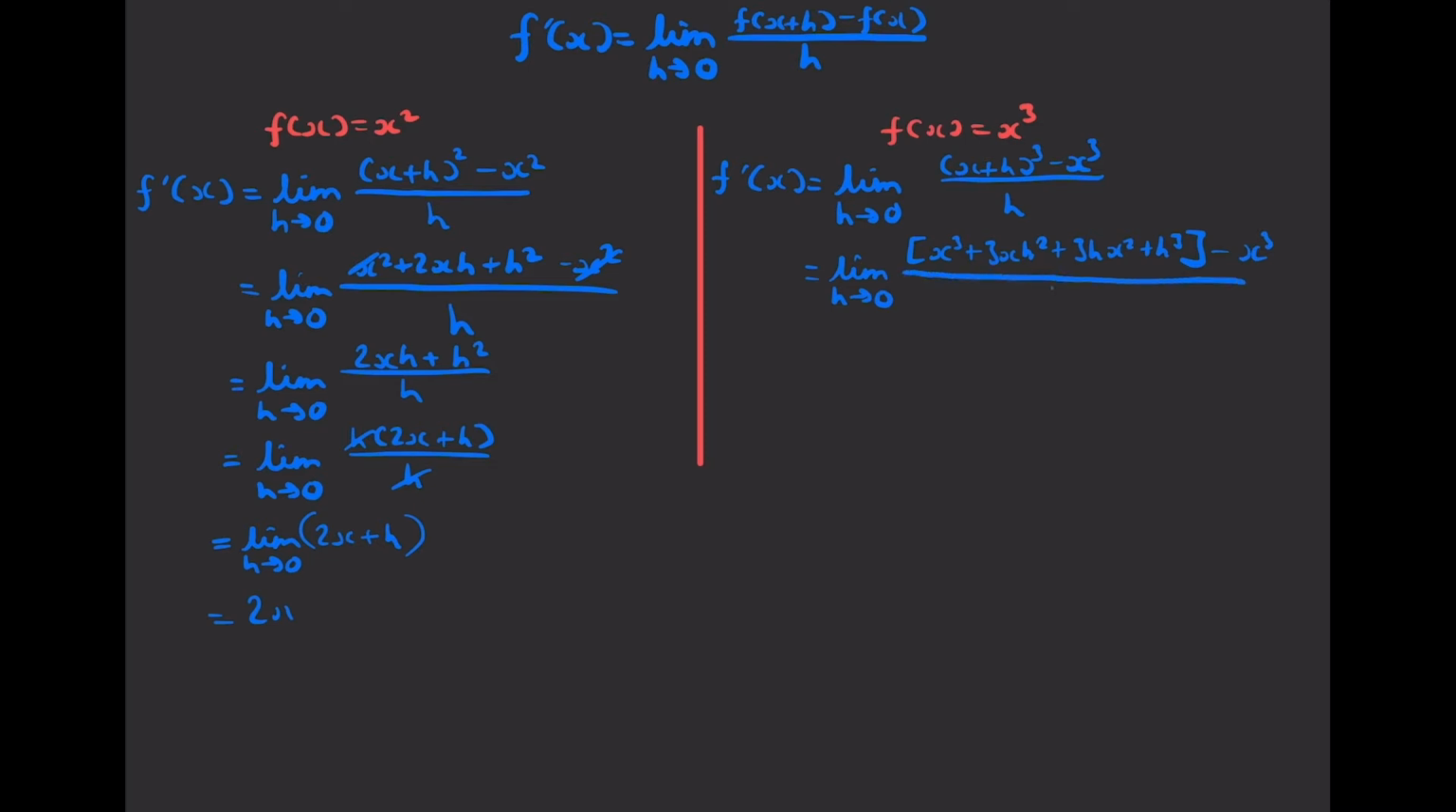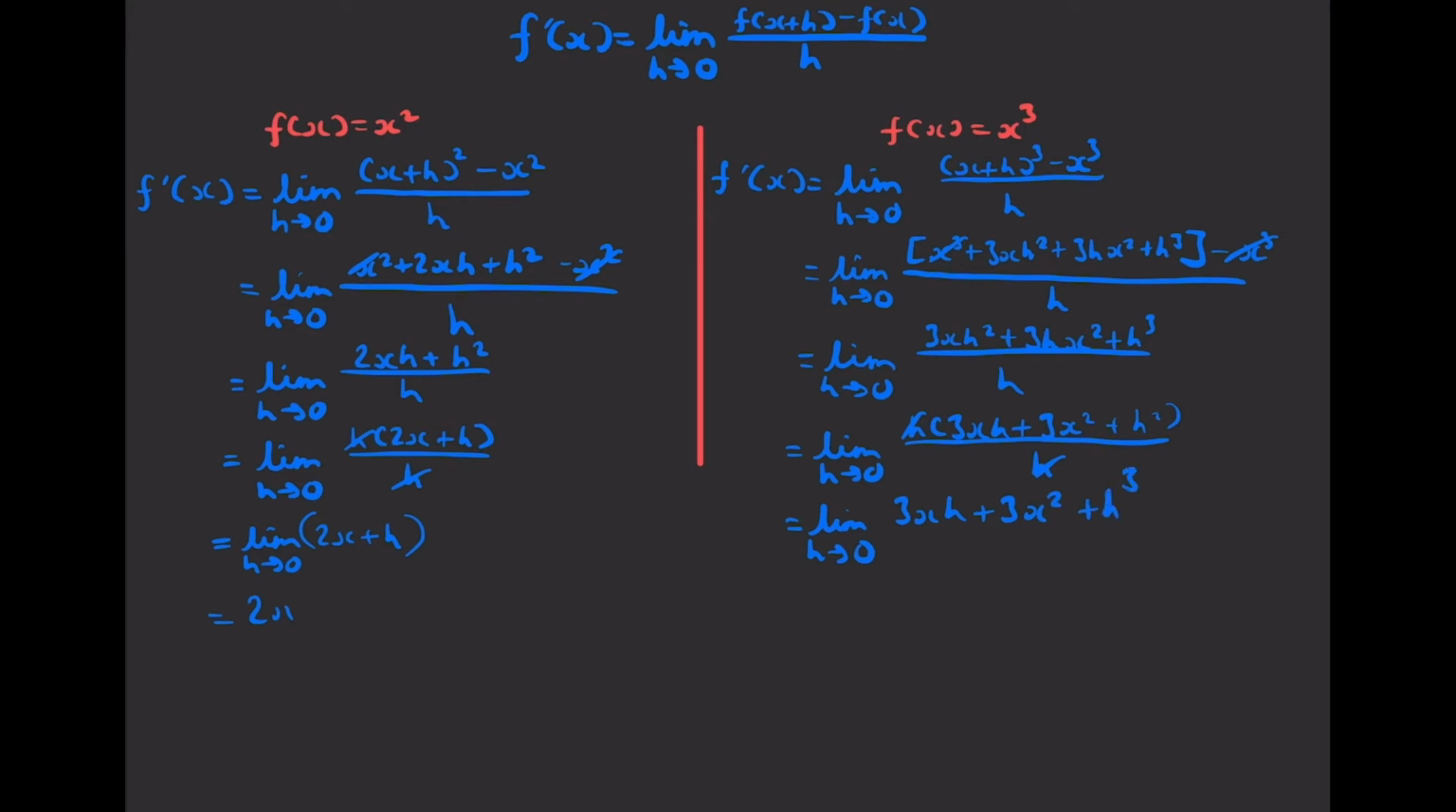So simplifying that, the x cubes will cancel, and you get the limit as h approaches 0 of 3xh squared plus 3hx squared plus h cubed all over h. Factorizing the h, we're going to get the limit as h approaches 0 of h times 3xh plus 3x squared plus h squared all over h. Similarly, the h's will cancel, and we will get the following limit. Since h tends to 0, this limit will tend to 3x squared.